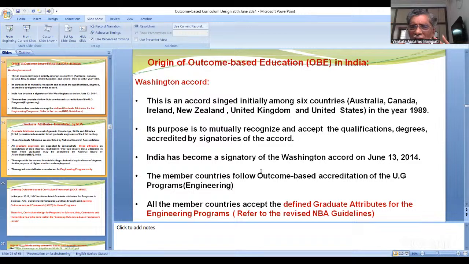Right? India has become a signatory of Washington Accord on June 13th, 2014. There is a gap of 25 years, at the beginning of Washington Accord signed by 6 countries, and India becoming signatory after 25 years. And the member countries follow the outcome-based accreditation of the programs. That is how NBA has come into picture. National Board of Accreditation has come into picture. National Board of Accreditation gives accreditation for engineering, management, pharmacy, and architecture programs.